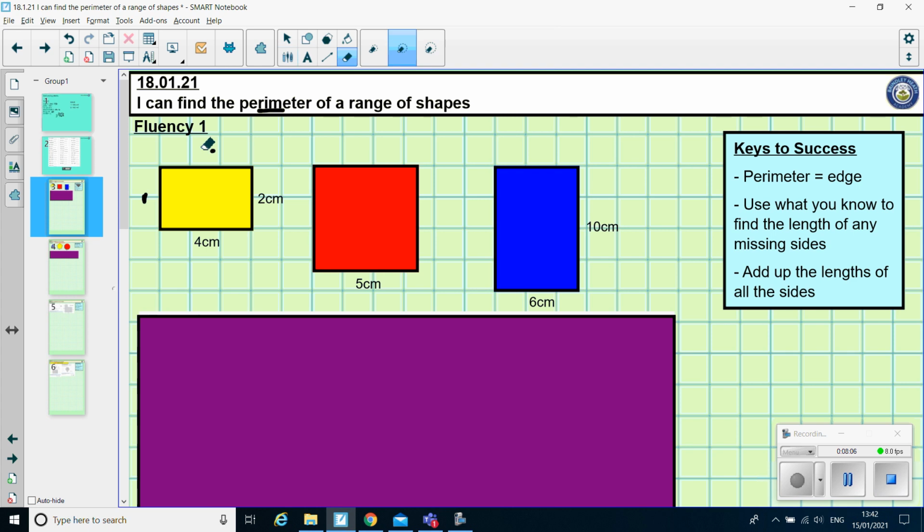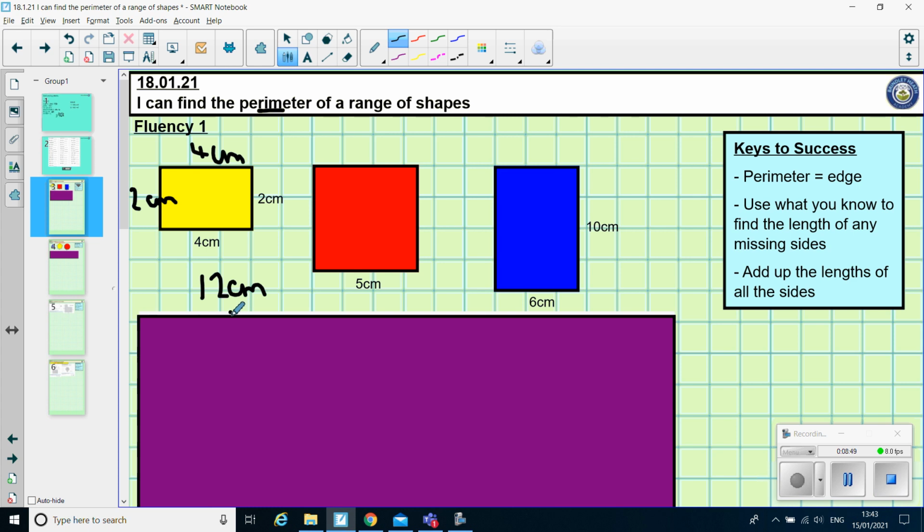Okay, year 6, hopefully you know then that in a rectangle, opposite sides are always equal. So if it's 4 centimetres on this side, we know it's going to be 4 centimetres on this side. And if it's 2 centimetres on this side, it must be 2 centimetres on this side. Okay, when we're finding the perimeter of a shape, we use what we know to find the missing lengths, which is what we've just done, and then all we do is add up the length of the sides. So I would do 4, add 2, add 4, add 2. Okay, which gives me the answer 12. So the yellow shape has got a perimeter of 12 centimetres.